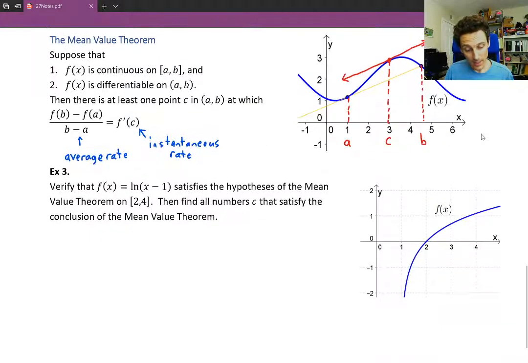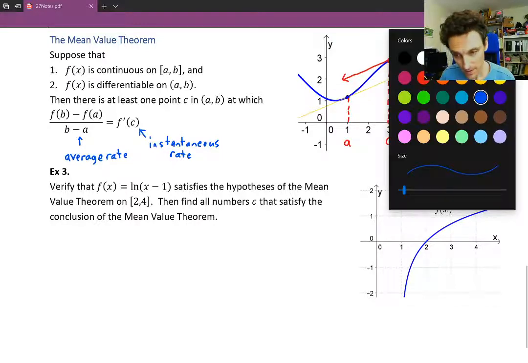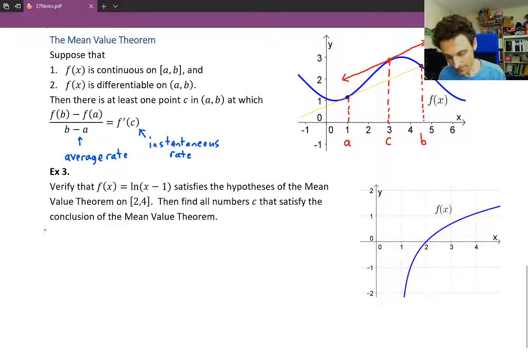All right, well, in example 3, all we're asked to do is verify that this function satisfies the hypotheses of the mean value theorem on the interval from 2 to 4. And then we're going to find all the numbers c that satisfy the conclusion of the mean value theorem, which is this average rate of change is equal to instantaneous rate of change. So not too bad. Let's first verify the hypotheses.